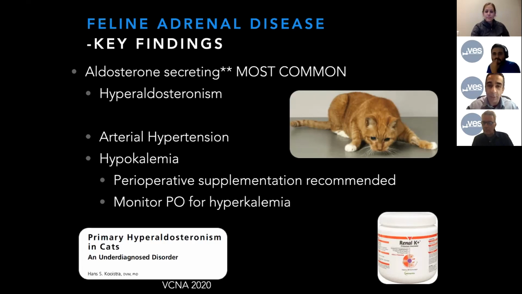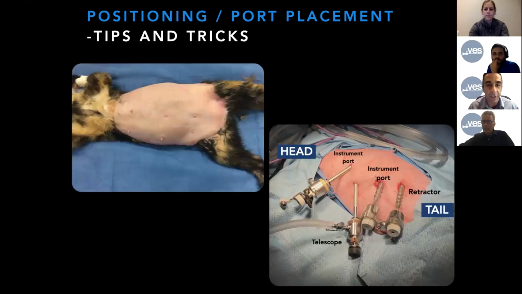And I wanted to share some tips and tricks on doing feline lap adrenals. I've learned a lot from the VES group, and I probably will echo some of Phil's tips, because I got them from him. The first one I think is paw placement. It's very similar to a dog. I definitely prefer to have these cats in semilateral, but to have access to ventral midline. Paracostal as a rescue is a little bit easier in cats.